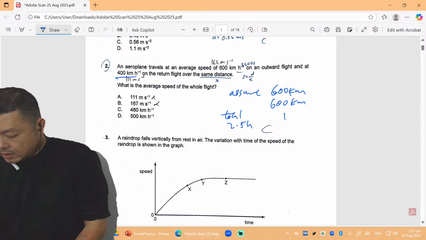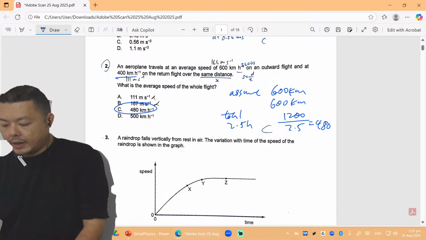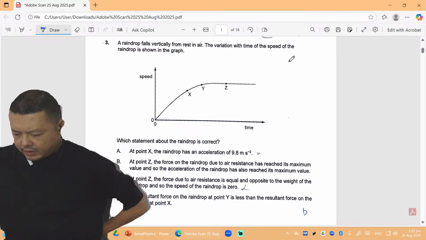1,200 divided by 2.5. Then you get 480 km per hour. So C's the answer. Okay, yeah, there you go. So question two, C. Three.